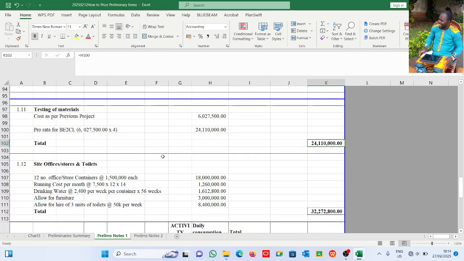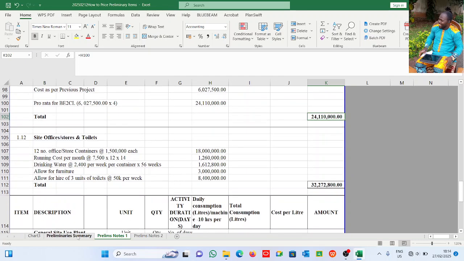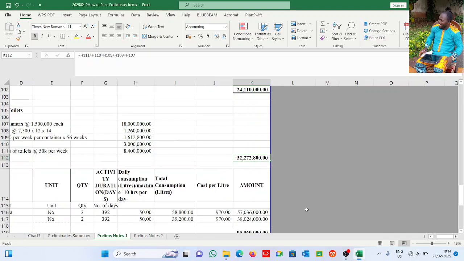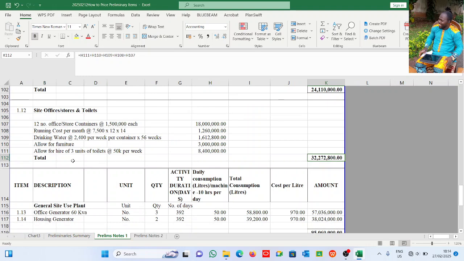Now, quickly, site offices and stores. We'll be needing, of course, site offices on the project site. It could be containers, furnished containers. It could be as many as you are going to need.